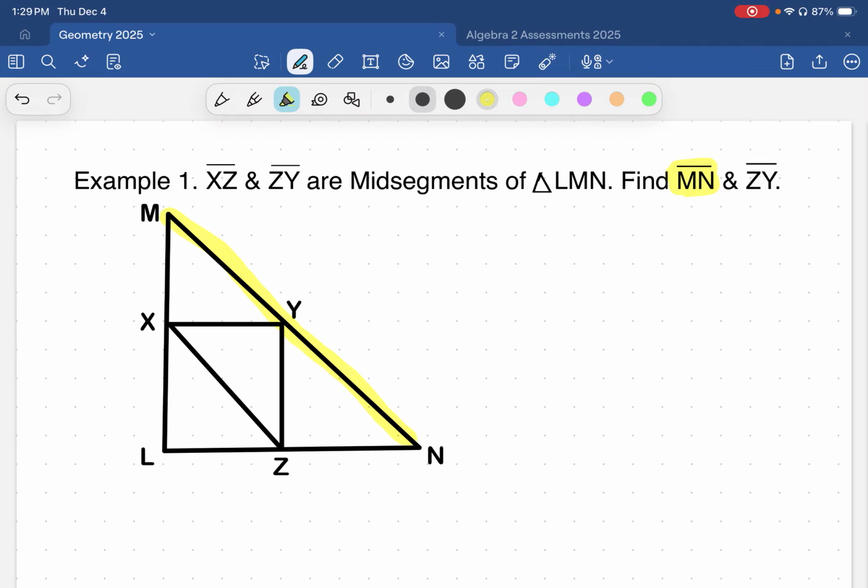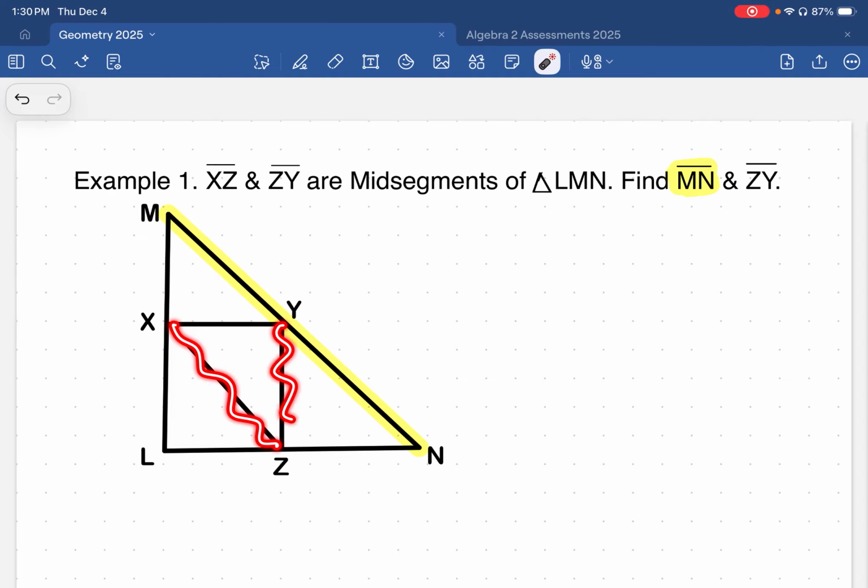There's MN. And as I'm highlighting it, I'm asking myself, is it a midsegment? No, it's not, because a midsegment has to be inside the triangle. This is a side of the triangle. So I can find its corresponding midsegment by finding the one that's parallel to it. These are the midsegments. Well, they told me this was a midsegment and this was a midsegment, but this is also a midsegment. So I'm looking for the one of these 3 that is parallel to the highlighted one.